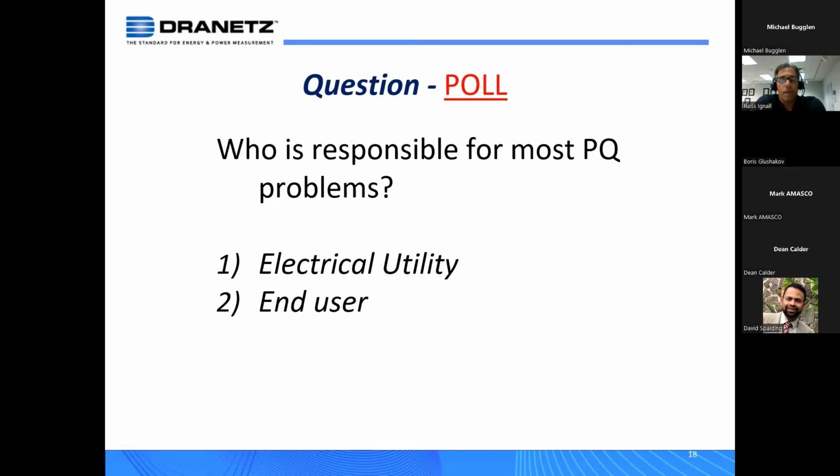All of you got to vote. It's not a democracy here. You don't have that choice. So we've got about 54. I think everyone's voted, 55 now. All right, let's end the poll here. We've got 9 of you who said it was the utility, and 46 of you who said it was the end user. Let's share the results here so you guys can see it.